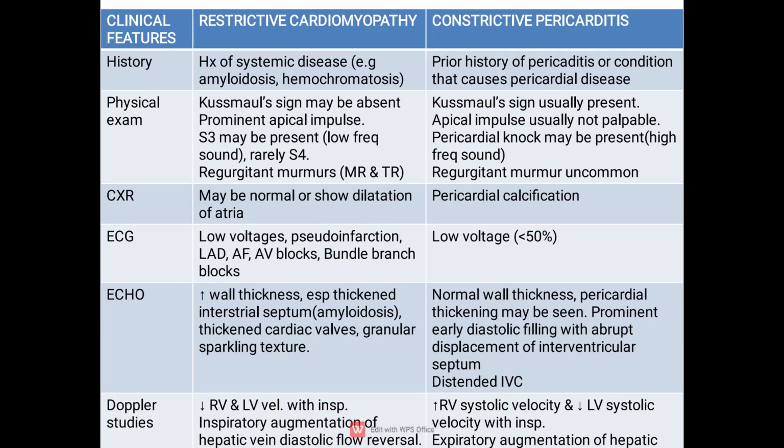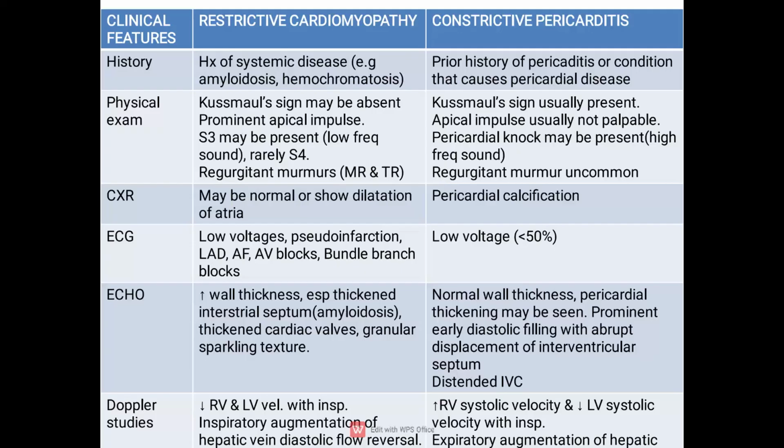For electrocardiogram, in restrictive cardiomyopathy, you can have low voltages, left axis deviation, atrial fibrillation, AV blocks, and bundle branch blocks, either left or right. Whereas in constrictive pericarditis, they could also have low voltage, but they wouldn't have all this atrial fibrillation, bundle branch block, and so on.